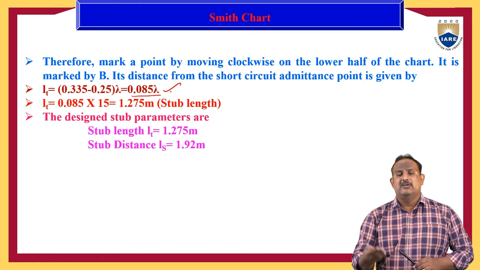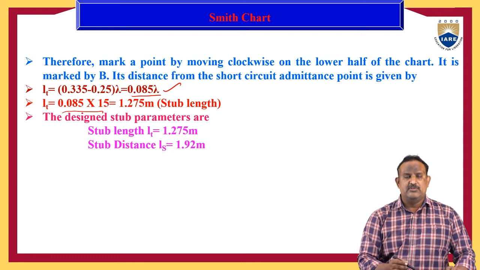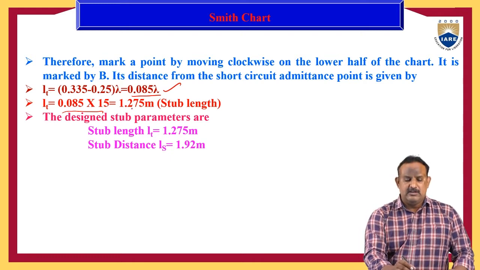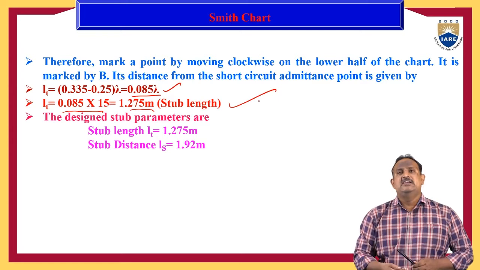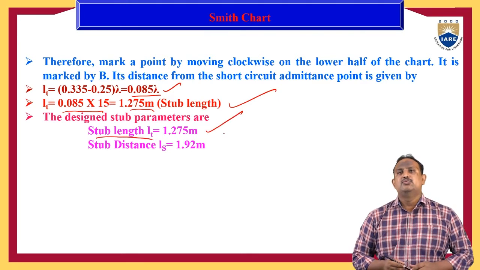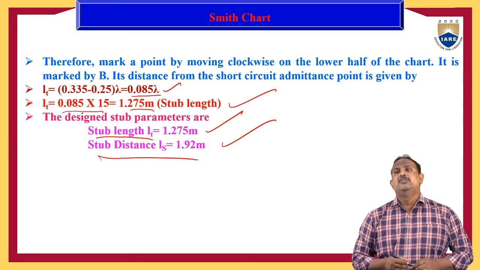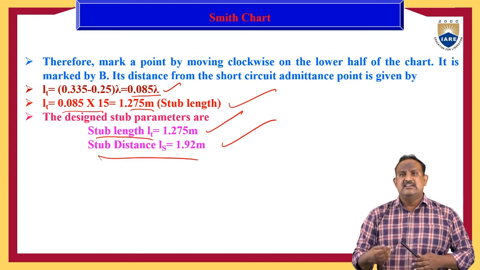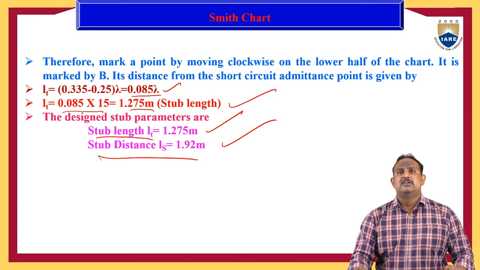But lambda is equal to 15 meters. Therefore, LT is equal to 0.085 into 15, which is 1.275 meters, known as the stub length. Therefore, the designed stub parameters are the stub length LT equal to 1.275 meters and the stub distance LS equal to 1.92 meters. In this way, you can design the stub matching using the Smith chart. It is nothing but the single stub only.